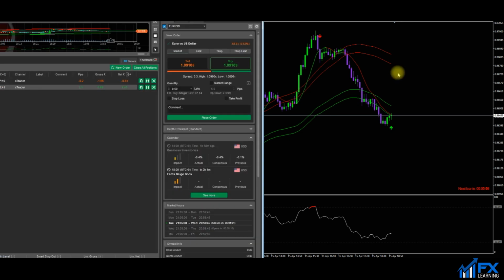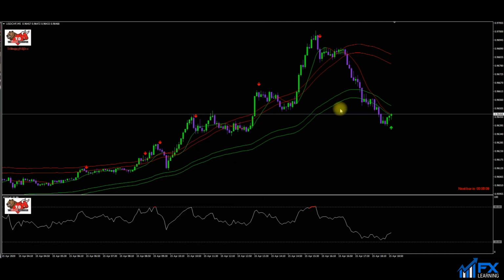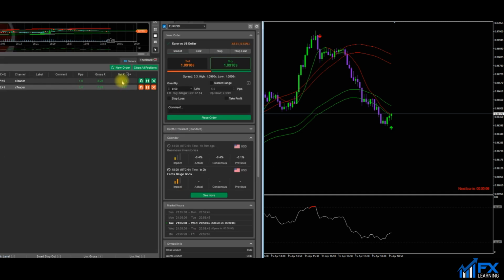So I'll update you soon. It looks like all these trades are going to go nicely into the money. What's interesting about these two trades is both of these currency pairs are in correlation to one another. So when USD CHF goes up, EUR/USD will go down. So both of these should come nicely and hit my take profit. So I'll pause the video and I'll be back.